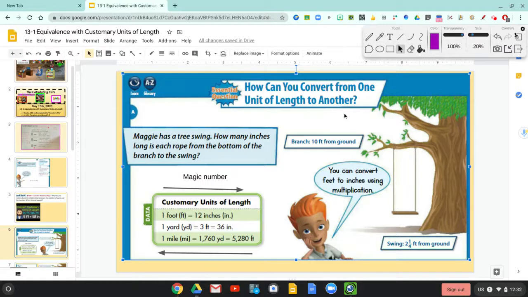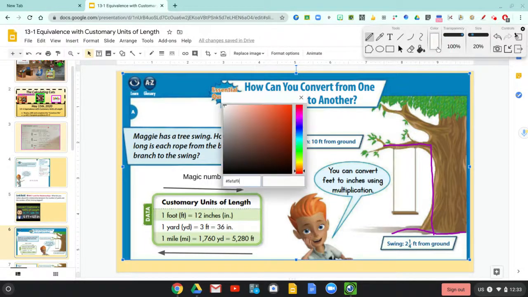So here they give you a couple different things. The branch is 10 feet from the ground. So this is the branch right here. Okay. And that is 10 feet from the ground. So the ground is down here. Sorry, that's not a very straight line. But then the swing is 2¼ feet off of the ground. So from here to here, where I'm going to make that blue. See the color here.